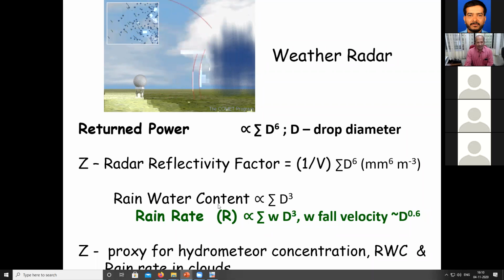And remember that rainwater content goes as raindrop size to the power cube, and the rain rate is proportional to fall velocity, that's W, into D to the power 3, that's the drop volume. W goes typically around D to the power 0.6 or 0.7. So rain rate varies as D to the power 3.6 or 3.7. So this radar measures Z, and also it can measure the radial component of velocity. These days, other products are also possible. So it acts like a proxy for hydrometeor concentration, rainwater content, and also rain rate in the clouds.